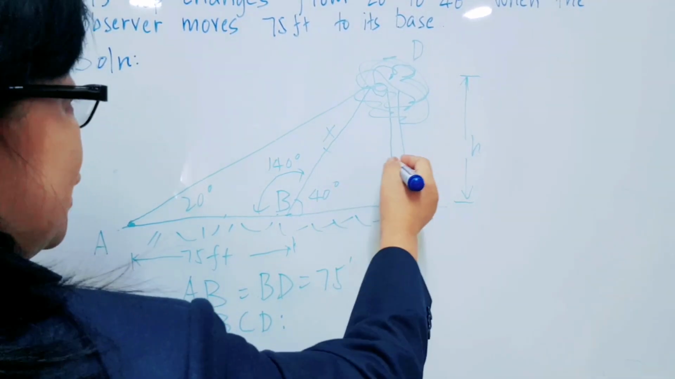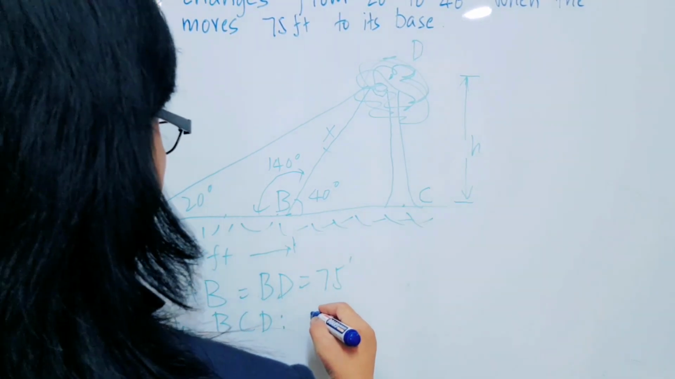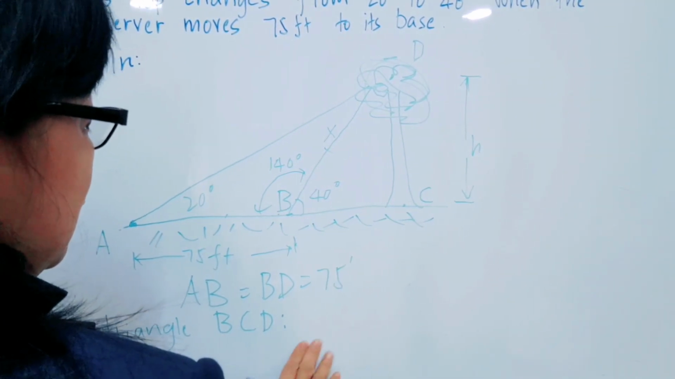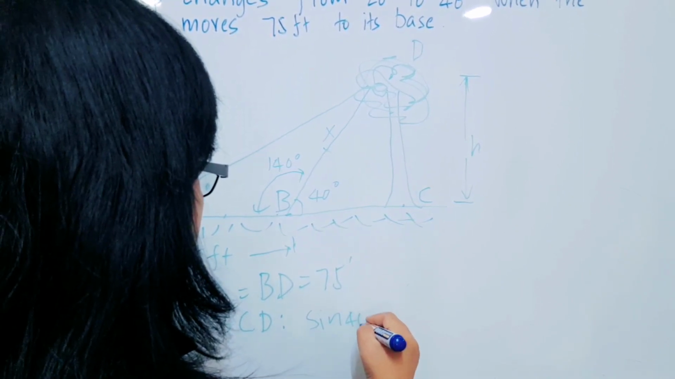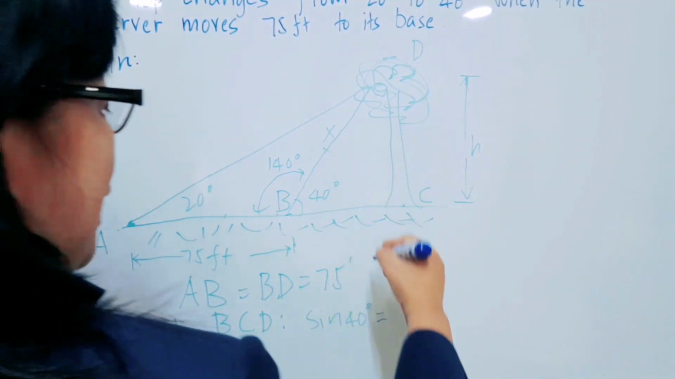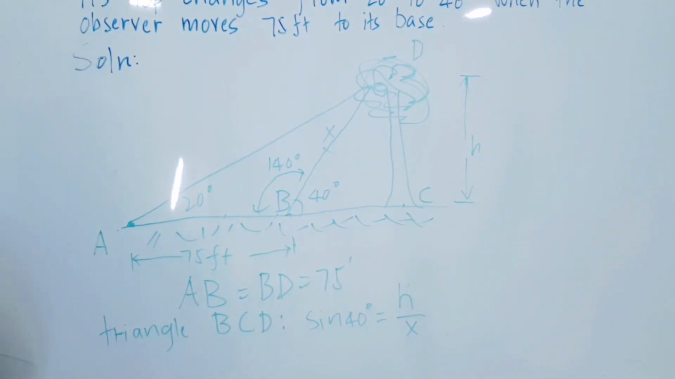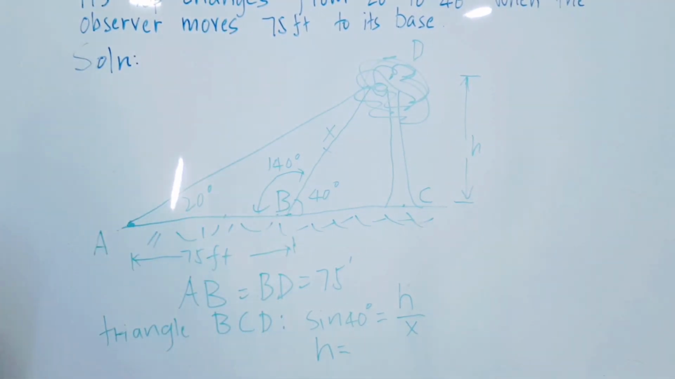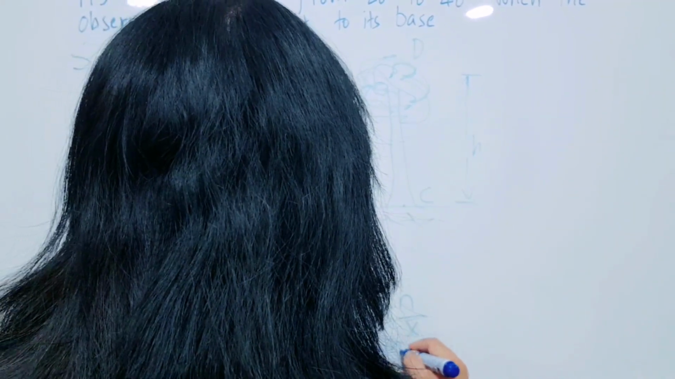therefore we can find the height of the tree from the triangle BCD. The sine of 40 degrees is equal to the height over the hypotenuse, which is the x. Therefore, height is equal to x sine of 40 degrees.